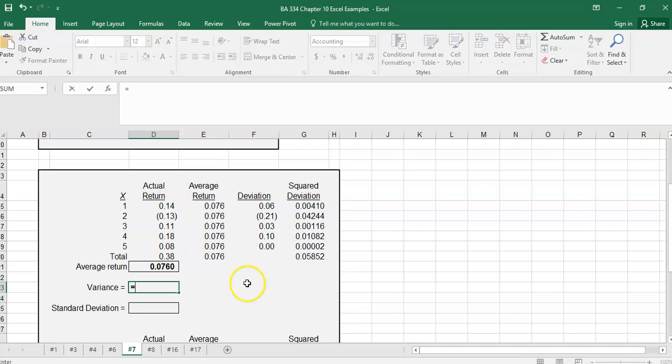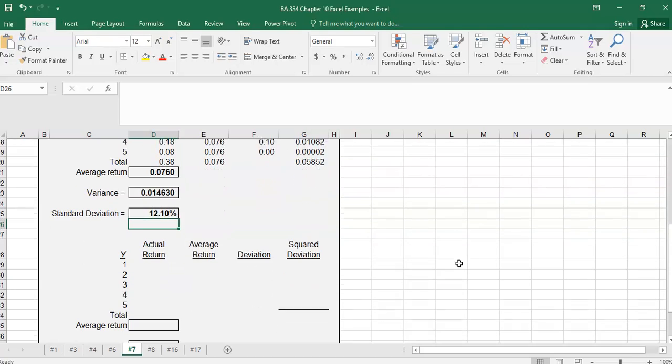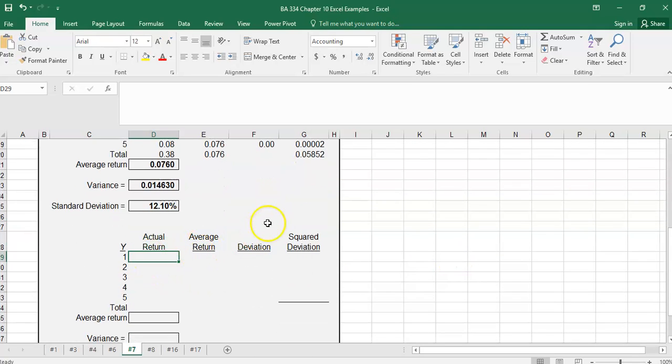So we have the sum of all the periods divided by, we have 5 years, so 5 minus 1 is 4. So divided by 4, that gives us the variance, and the standard deviation is the square root of the variance. So we're going to use the square root formula on the variance, and we get the standard deviation. Okay. Then we would do the same for y.